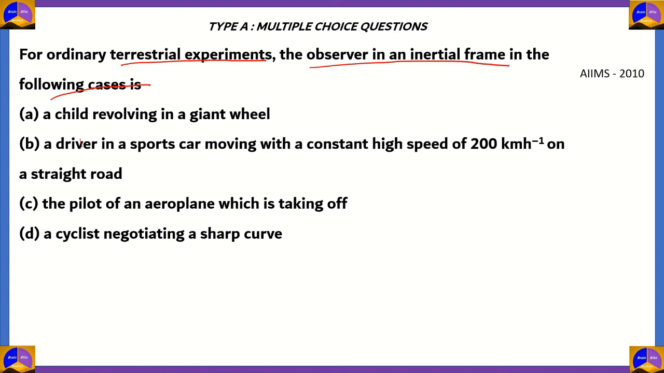Now, let's look at the first option. A child revolving in a giant wheel. A giant wheel represents vertical circular motion. And in vertical circular motion, you always have non-uniform velocity, so there is always an acceleration. You have radial acceleration and tangential acceleration acting on a giant wheel. So option A is incorrect.